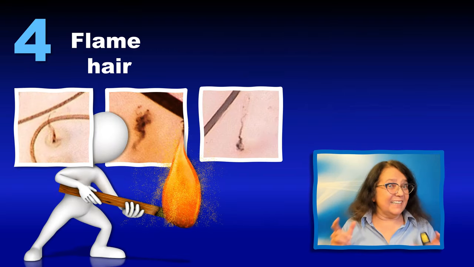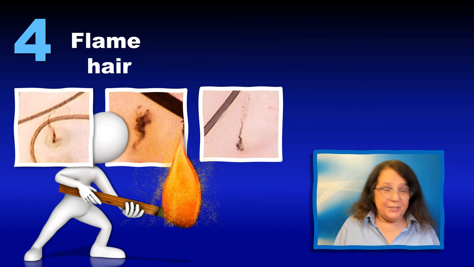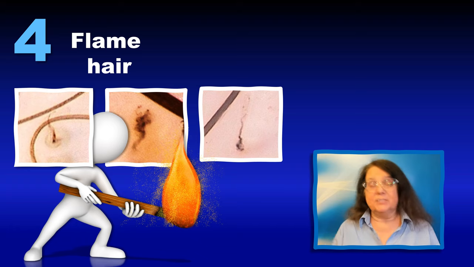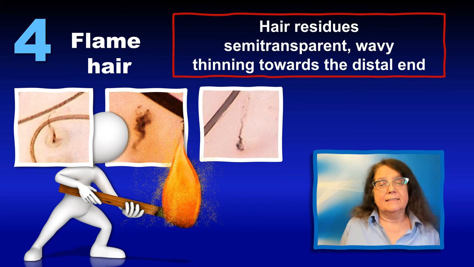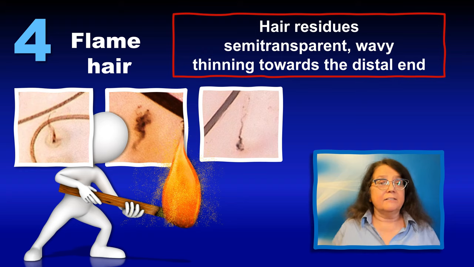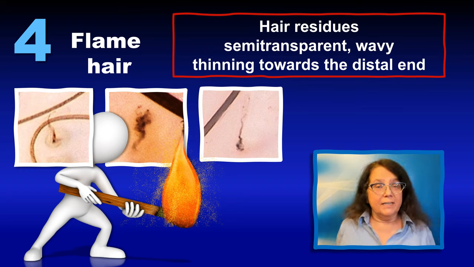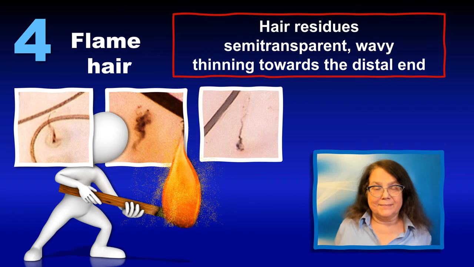Number 4 are the flame hairs. The flame hairs sometimes cause confusion, so I have placed here 3 different images of flame hairs in patients with trichotillomania. What is characteristic is that these are hair residues which are semi-transparent, they are wavy in structure, and they tend to be thinning towards the distal end.